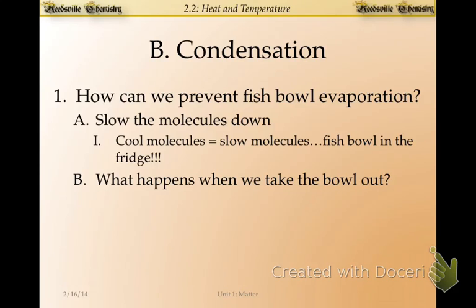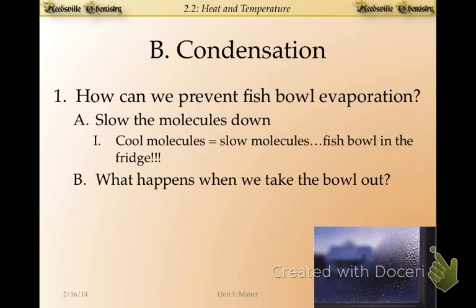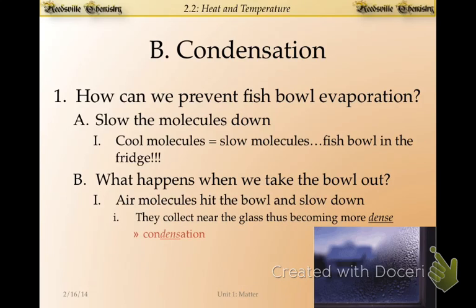Well, now what happens when we take the fishbowl out? We get this stuff to form on the fishbowl. So we get air molecules, oxygen, nitrogen, carbon dioxide, water, that hit the bowl and they slow down. And especially water molecules. When they hit the bowl, they slow down pretty greatly. And these water molecules collect near the glass and become more dense. And that's the middle term in our second term of the video, condensation.